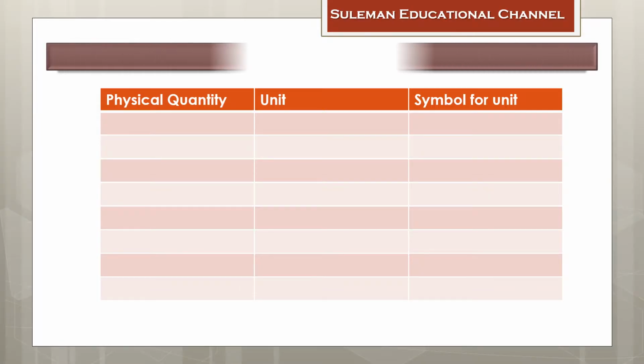Now we will discuss the unit of physical quantities. Physical quantities are those quantities that can be measured. So we'll talk about the physical quantity, the unit used for that physical quantity, and the symbol used for that unit.